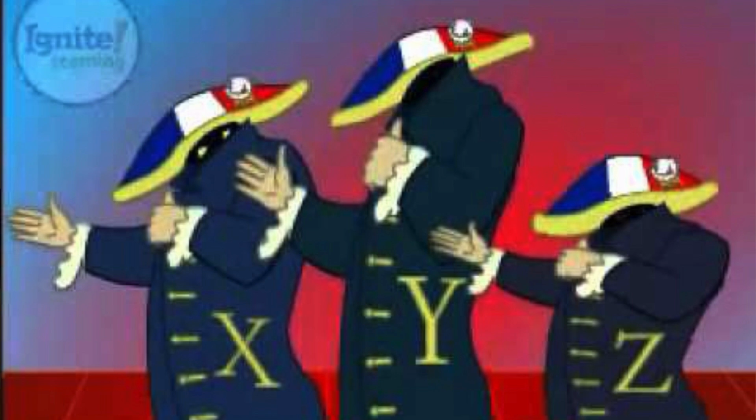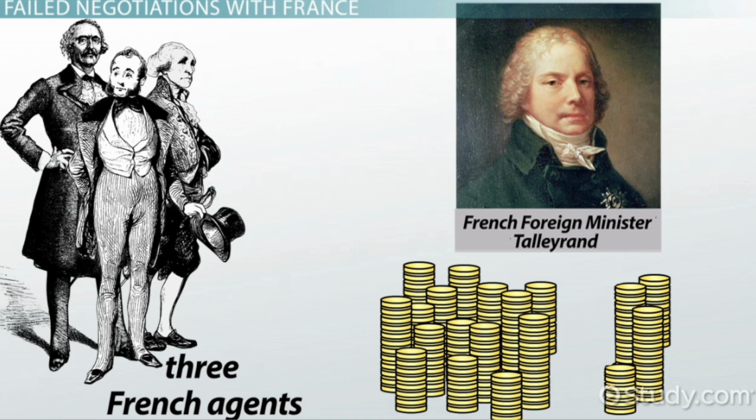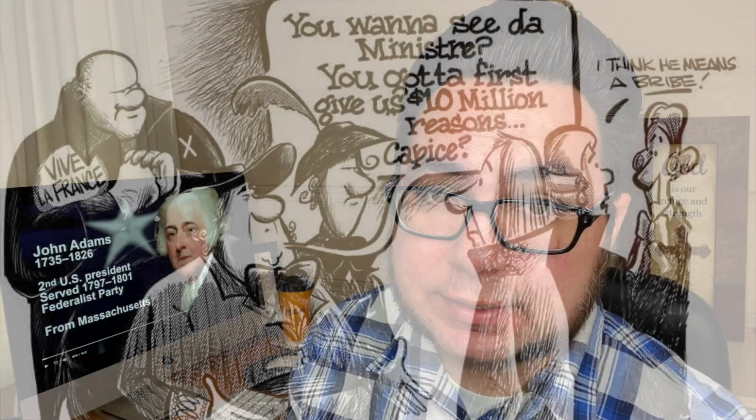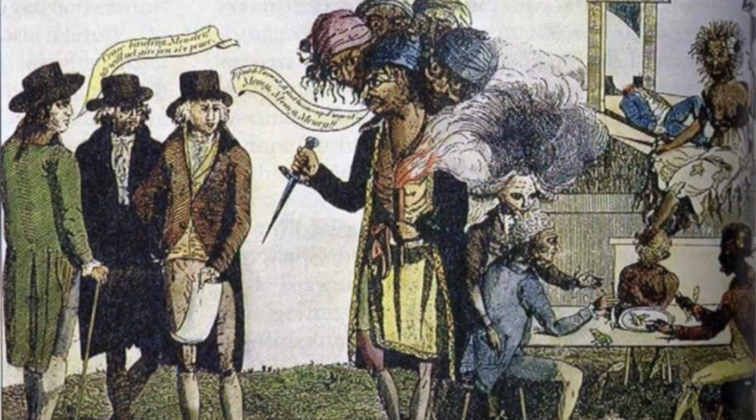Instead, they met with 3 agents who basically said, we'll only negotiate with you if you give him $250,000 and provide a $10 million loan to the nation of France. Obviously, the Americans were outraged, and one of them said, not a sixpence. In other words, we're not going to give you a dime. So the diplomats returned home without a peace agreement reached with France.